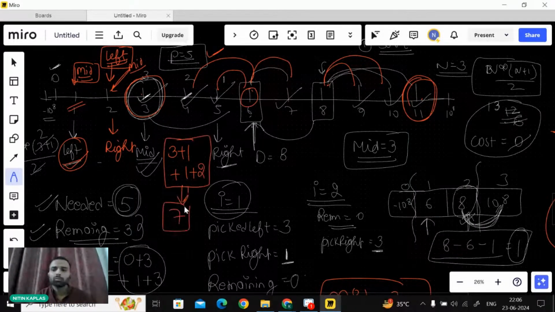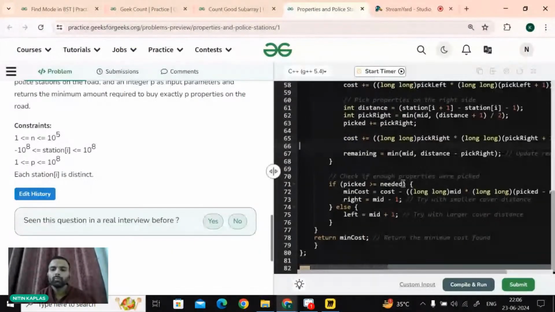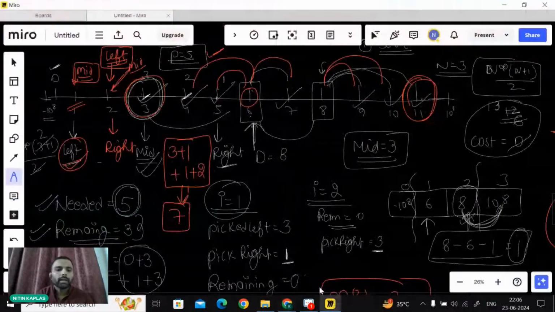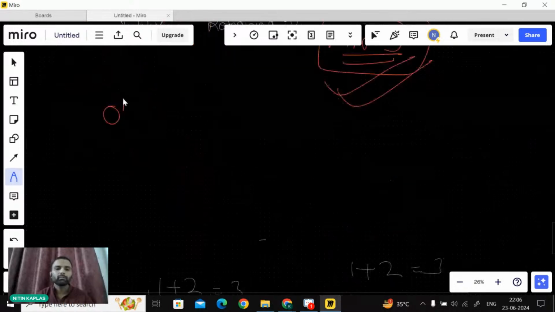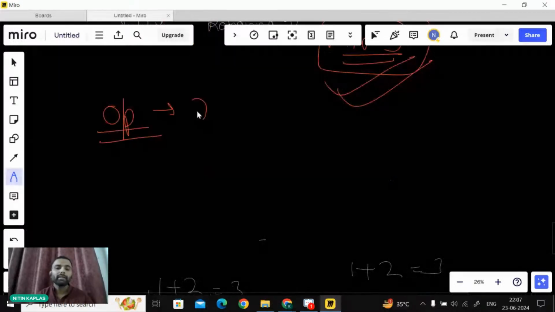It's not updated because it's already 7 when your mid is 3. Now, when it's satisfied, again it goes into that picked case, picked equal to needed. In that case, your right will be here, go into the left direction. Now your right will be mid minus 1, which is this. And it breaks the loop, and whatever is stored in your answer, we have to return, which is the output 7. So that's the intuition to solve this question.